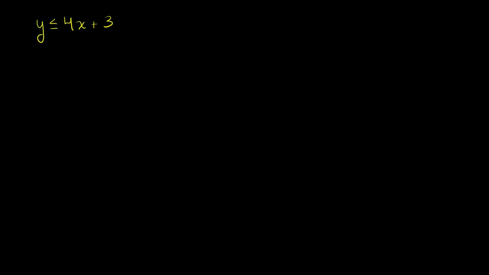So this is the same thing as y could be less than 4x plus 3, or y could be equal to 4x plus 3. That's what less than or equal means. It could be less than or equal. And the reason why I did that on this first example problem is because we know how to graph that. So let's graph that.